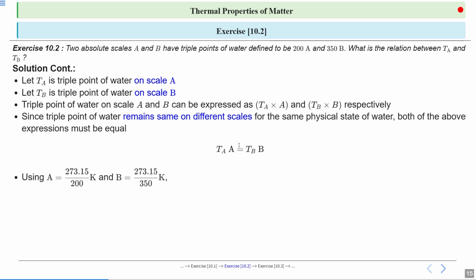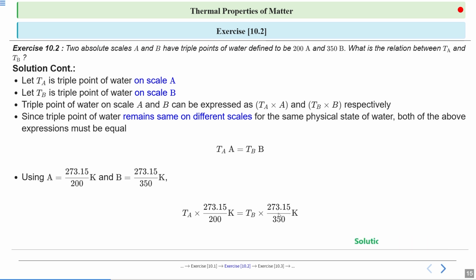So putting the values of A and B. We know A is equal to 273.15 divided by 200 Kelvin and B is equal to 273.15 divided by 350 Kelvin. So putting the values, you will get TA into 273.15 divided by 200 Kelvin is equal to TB into 273.15 divided by 350 Kelvin.